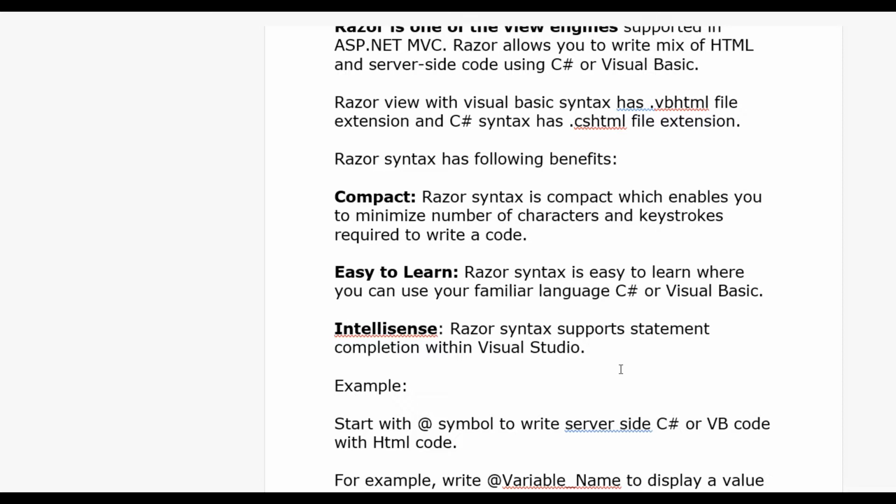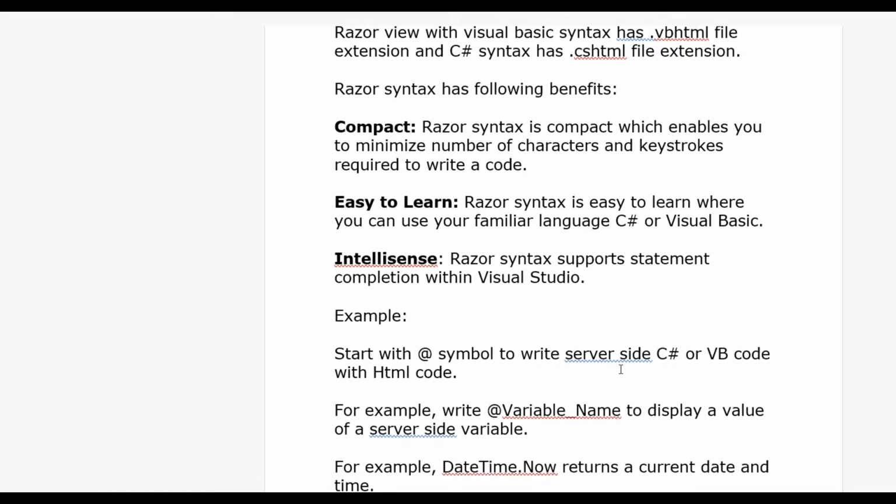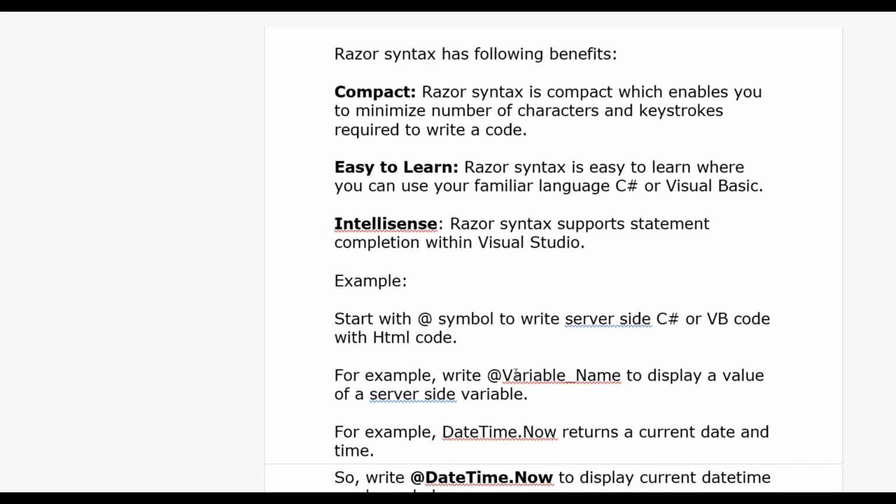Let us understand how we write Razor syntax. Let us start with the at the rate symbol (@) to write server side C# or VB code with HTML code in View, like at the rate of variable name to display the value of a server side variable.